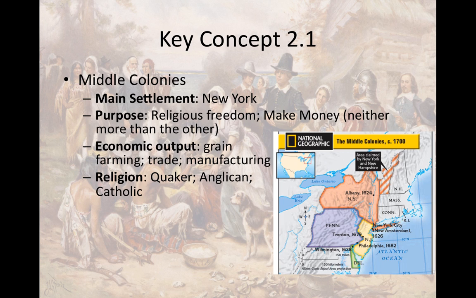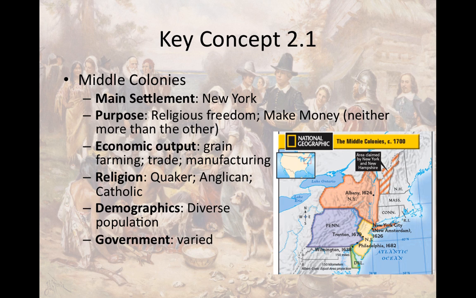Their religions varied because if you recall anything about the middle colonies, it's that they were a very diverse population. So there were Quakers, there were Anglicans, there were Catholics. They were from Germany, they were from France, they were from England, they were from the Netherlands, they were from all over the place. So it was very, very diverse, both with regard to background and religion.